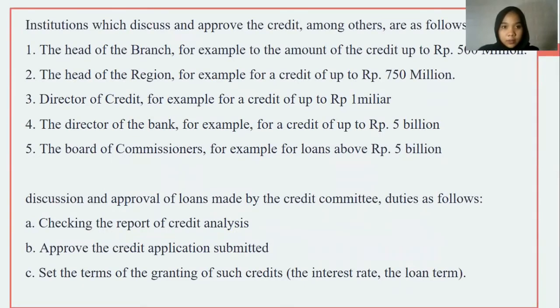Next. The institutions which discuss and approve the credit are as follows. 1. The head of the branch, for example, for credit up to 500 million rupiah. 2. The head of the region, for example, for credit up to 750 million. 3. Director of credit, for example, for credit up to 1 billion rupiah. 4. The director of the bank, for example, for credit up to 5 billion. 5. The board of commissioners, for example, for loans above 5 billion.